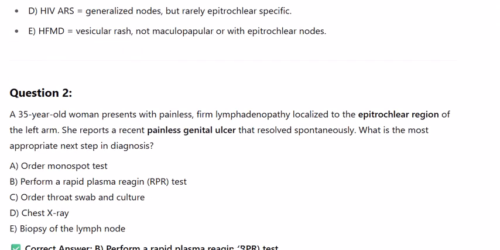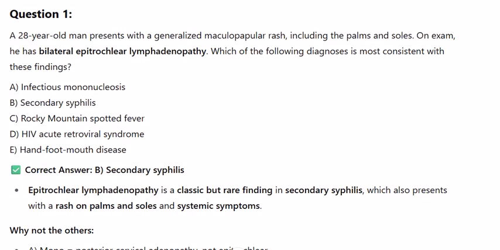Here are 3 USMLE-style questions focused on the epitrochlear lymph nodes, their drainage area, hand, forearm, and their clinical relevance in secondary syphilis. Question 1.